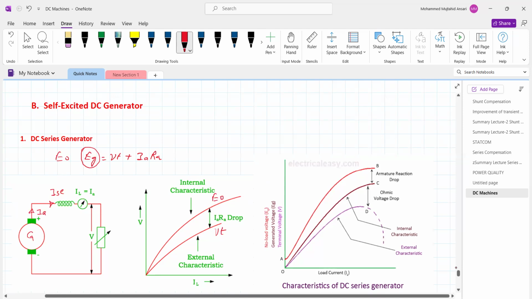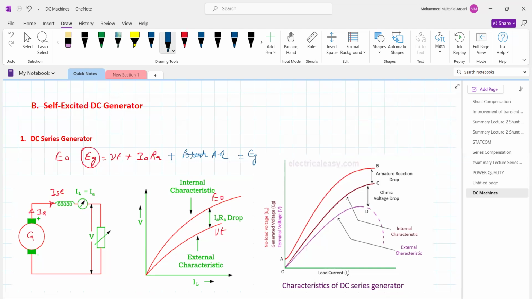Now, if you add one more parameter, that is the armature reaction drop, then we will get the parameter EG. So therefore, this is the terminal voltage. If you add the ohmic resistance, again, we will calculate the same way. This is the ohmic resistance.